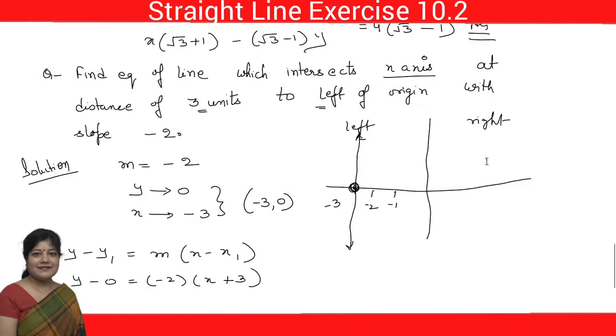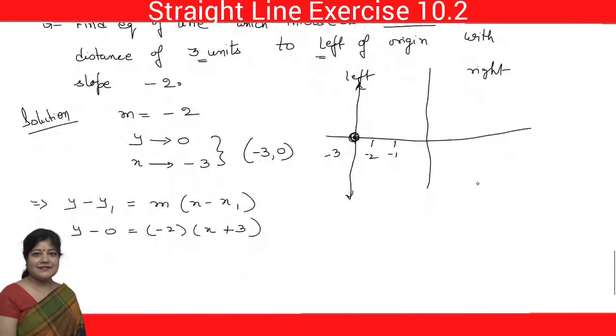Yes, ma'am. So we have y is equal to minus 2x minus 6. So the equation becomes y plus 2x plus 6 is equal to 0. This is your answer.